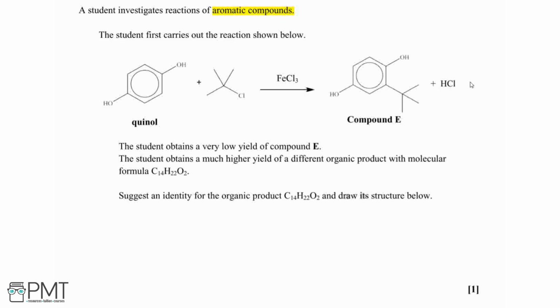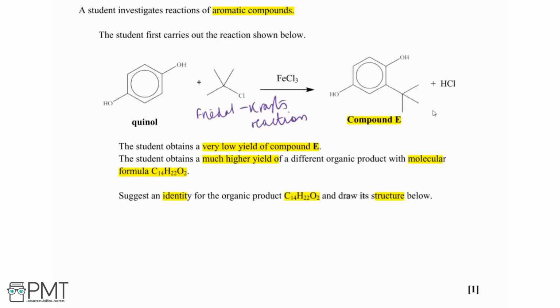And this reaction, where we're adding on a carbon-based compound to our aromatic compound, is one of our Friedel-Crafts reactions, just for reference. And we are told that the student obtains a very low yield of this compound E here. And we are told that the student obtains a much higher yield of a different organic product with a molecular formula of C14H22O2. And we need to suggest an identity for this organic product, and we need to draw its structure below.